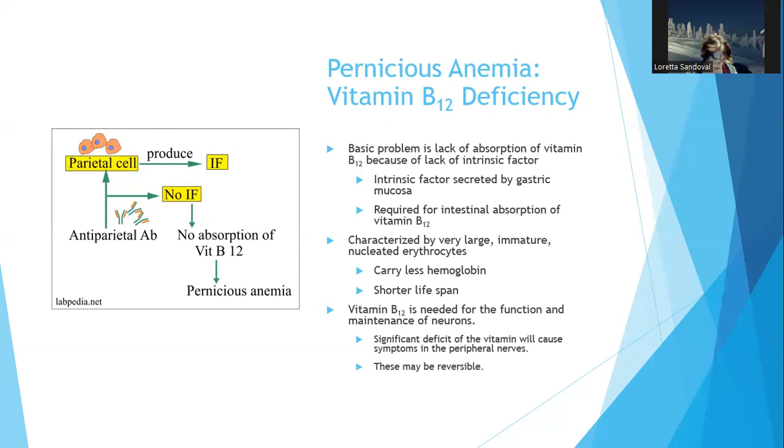But pernicious anemia is the common form of megaloblastic anemia, which is caused by malabsorption of vitamin B12 because of a lack of intrinsic factor, which is produced in the gastric mucosa. The intrinsic factor is required for the intestinal absorption of vitamin B12. So it's not necessarily a dietary deficiency, it's that you can't process the B12. Those big megalocytes, the immature nucleated erythrocytes, carry less hemoglobin and they have a shorter lifespan. So that's what causes the anemia part of pernicious anemia.